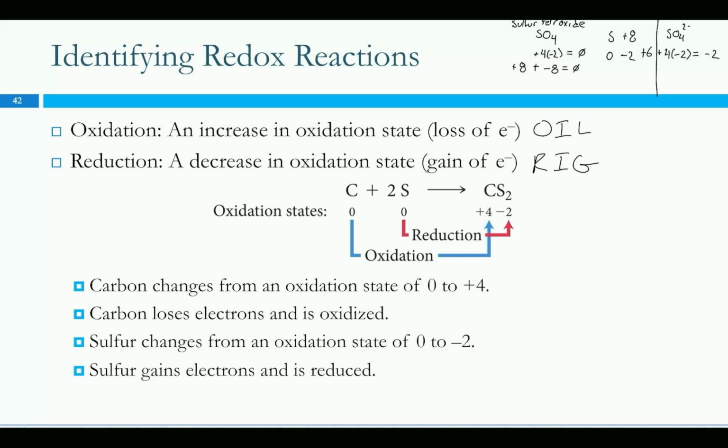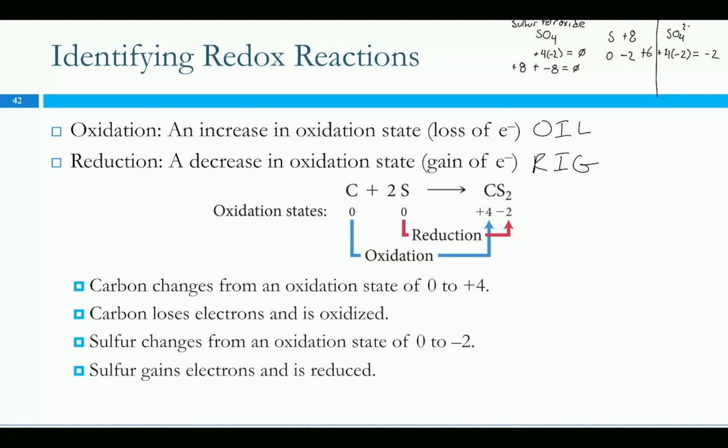So in this reaction, we've got two elements in their elemental forms, or at least one of their elemental forms, really written by themselves without a charge. So their oxidation states are 0. But then when we form this compound now, we have to assign oxidation states. And then we can see that carbon goes from a 0 to a +4, and sulfur goes from a 0 to a -2.